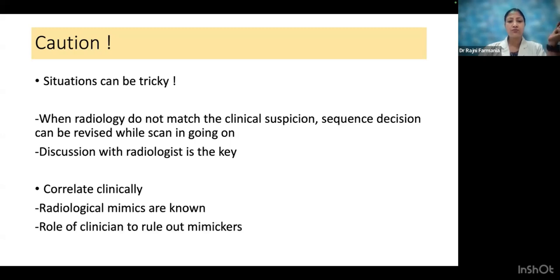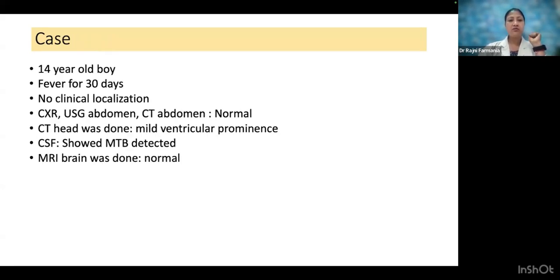Correlate clinically also. Radiological mimics are known. As I showed in the case of posterior dominant leukodystrophy, ALD or SSPE, both cases are totally different with the same radiological picture. So the role of clinicians is to rule out the radiological mimickers and make them fit into the clinical finding. So, a 14-year-old boy, fever for 30 days, no clear localization.